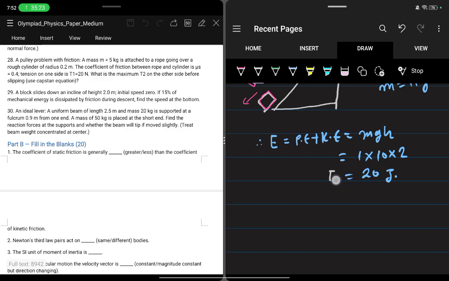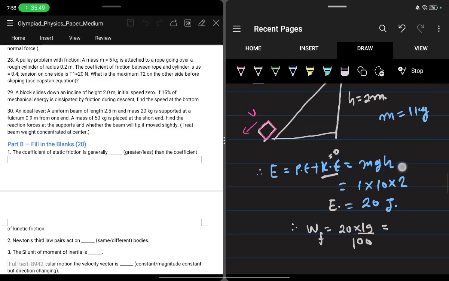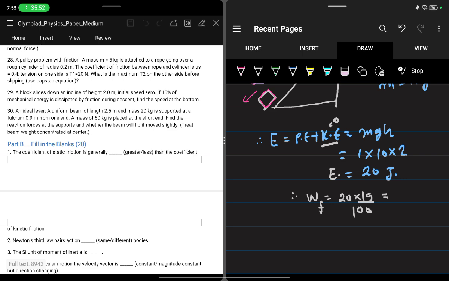So what's the 15% of this energy? Why does P plus K equal mgh? Kinetic energy is 0, okay? So 15% of 20 is 5 multiplied by 3, that is 3 joules.